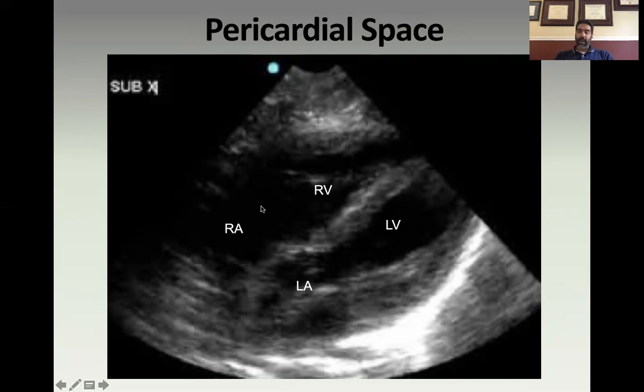If you're concerned about blunt cardiac injury and cardiomyopathy, you would switch to your cardiac setting and do your standard 6-view cardiac ultrasound to look for evidence of cardiomyopathy secondary to trauma. Okay, but here you're just looking for fluid in the pericardial space.